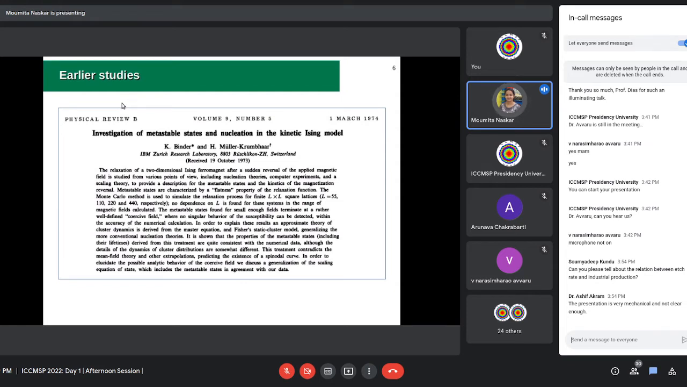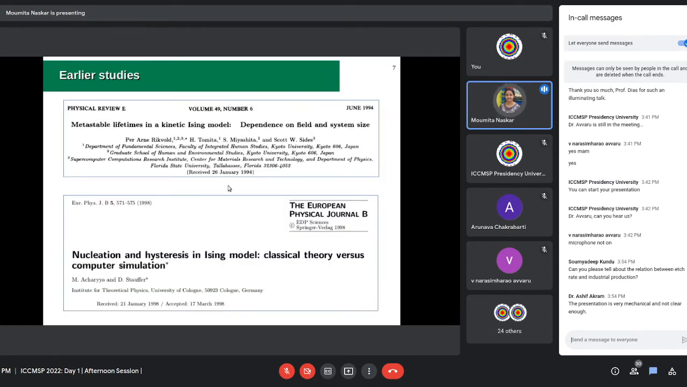So people started such computer simulation studies a long time back, around 1970. There are many important papers on metastability, metastable states, metastable lifetime, etc. Here I am mentioning only three of them, and this is one of such important papers. Here the authors studied the metastable states and nucleation in the kinetic Ising model. Also, there are some other two papers.